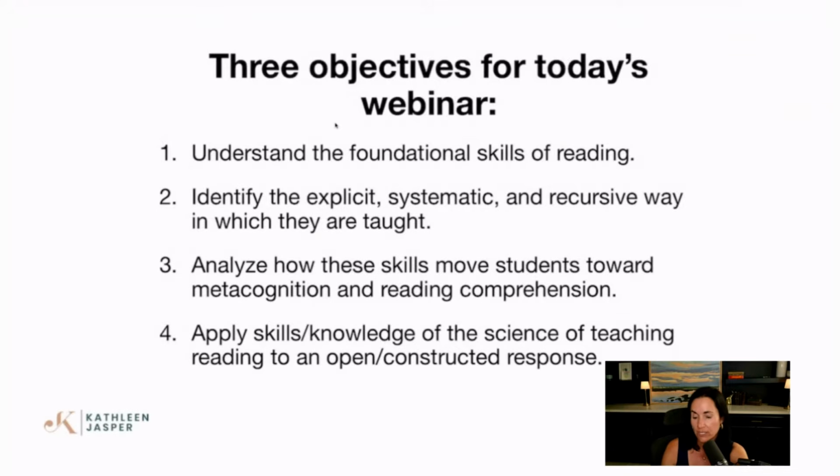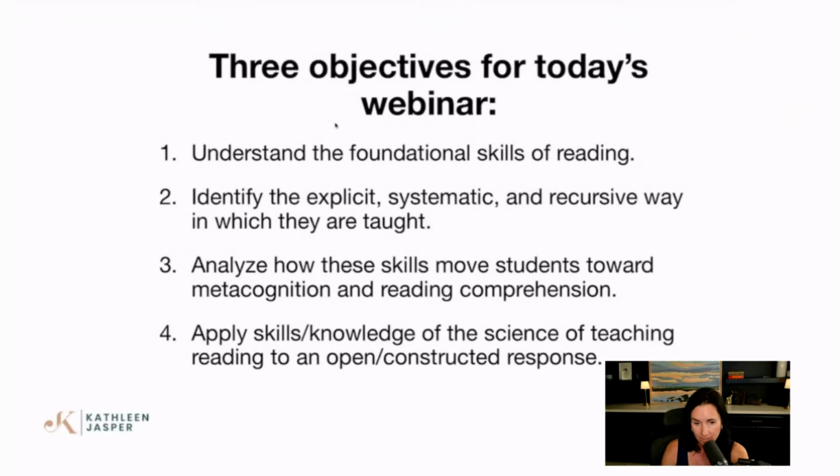And these are the 4 skills you're going to have by the end of this webinar today. You're going to be able to understand the foundational skills of reading. And some of you already know these, but I'm going to give you a little twist. You're going to learn some things. We're going to identify the explicit, systematic, and recursive way in which they are taught. Those 3 words, pay attention: explicit, systematic, and recursive. Those are very important words. And if you see them in an answer choice, they're most likely your right answer.